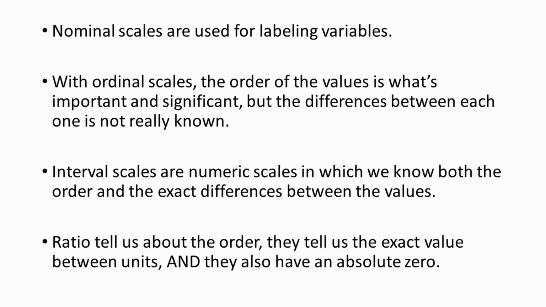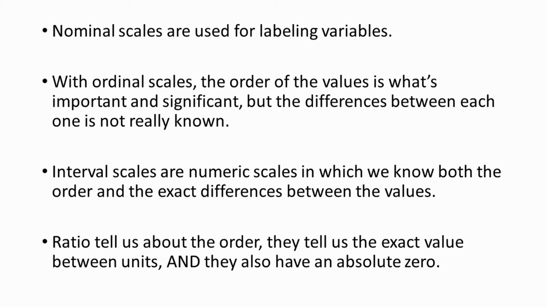With ordinal scales, the order of the values is what's important and significant, but the differences between each one is not really known. For example, is the difference between okay and unhappy the same as the difference between very happy and happy? We can't say. Ordinal scales are typically measures of non-numeric concepts like satisfaction, happiness, discomfort, etc.